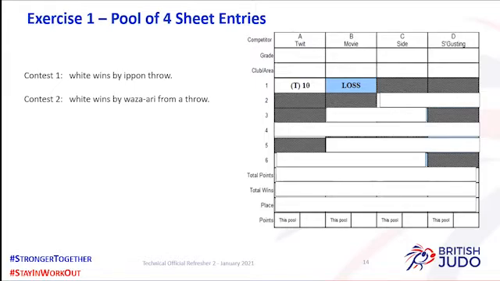White wins by wazari from a throw. Would you have any offers for that, please? T5 loss is the offer we've got. And of course, it is T5 and then a loss for blue. Well done. Number 3, blue wins by wazari from a hold.